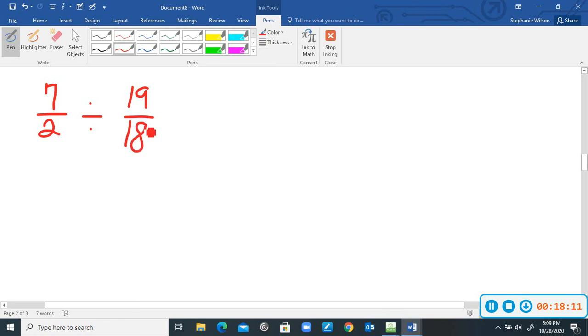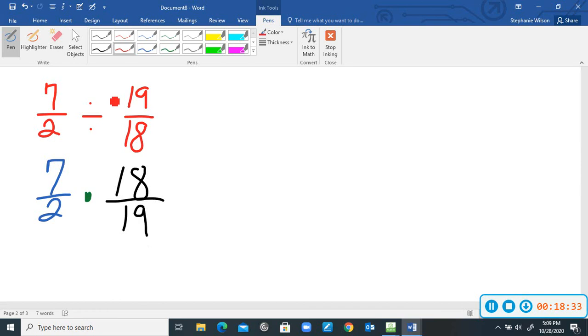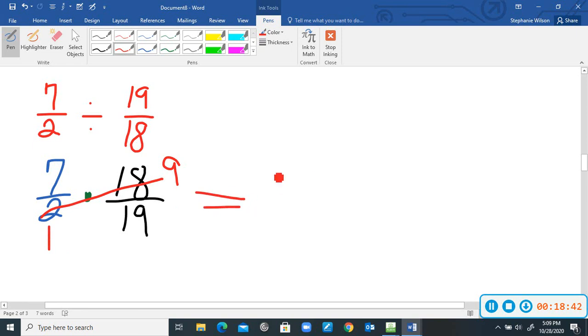Alright, so we're going to apply the rule for dividing by fractions. We're going to keep our first term the same. Keep it the same. We're going to change our operation, change division to multiplication. We are going to flip our second term. And then next, we are going to reduce if possible. Well, I know 2 and 18 reduces. So, next, we're going to say 7 times 9. It's 63. 1 times 19 is 19.